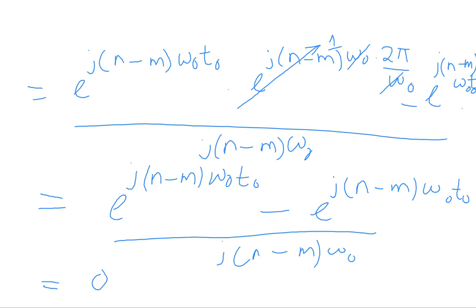So hence we have found that the complex exponential signals are always orthogonal functions, because the integral of an exponential function with the complex conjugate of another is always 0.